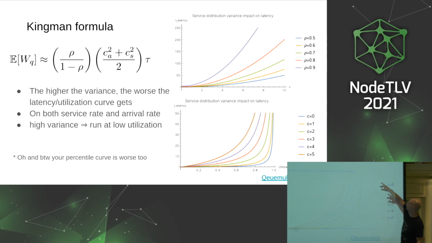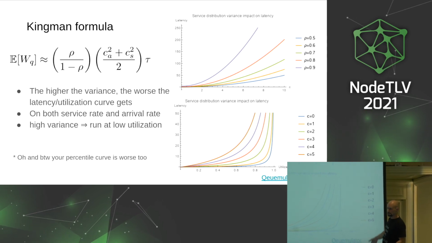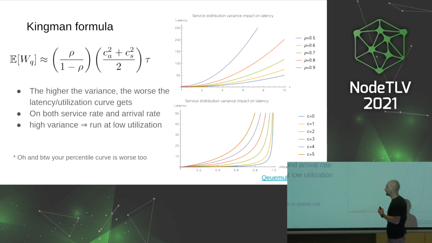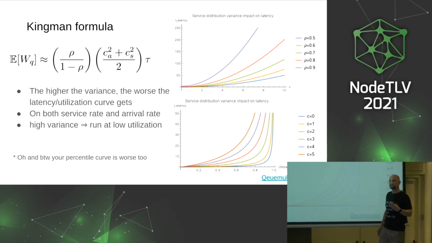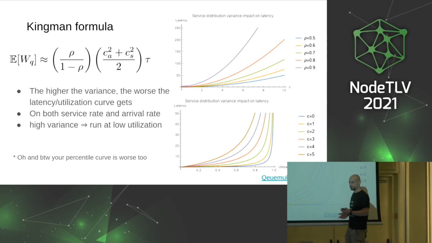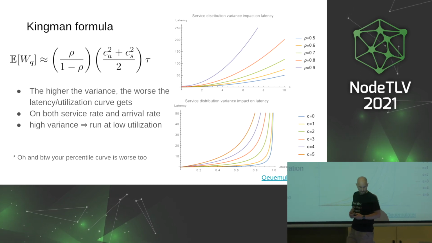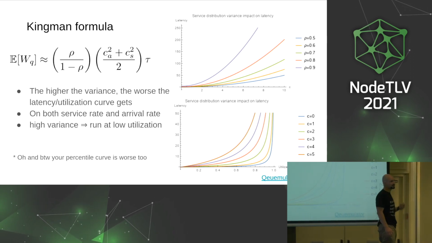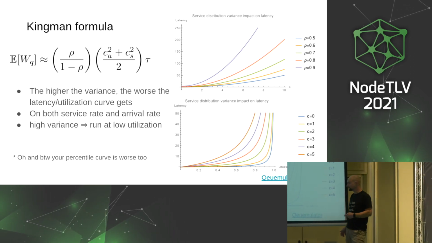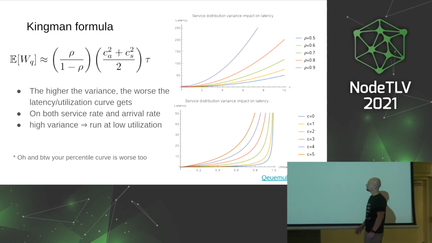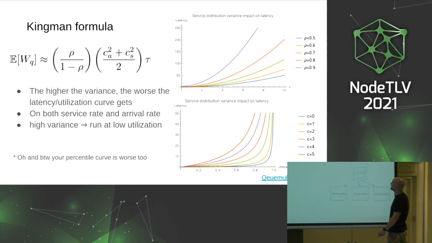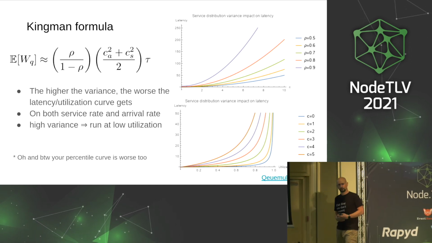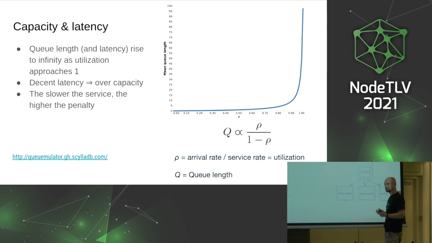So basically what this means is that if you see in this graph here, this line over there on the left is the line of the high variation trend. And you can see that this line is much, much worse than all the other lines. Basically, it means that latency is going to be much more sensitive to utilization the higher your variation is. So you want to keep variation down as much as possible. And if you have high variation, then your percentile curve is also going to be much, much worse.